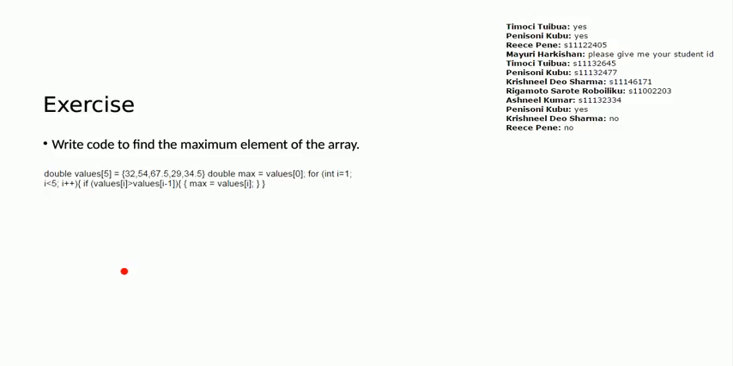Can somebody figure out what is wrong with this code? There is something wrong, right? To find the maximum. How will we find the maximum? We have written something wrong here.